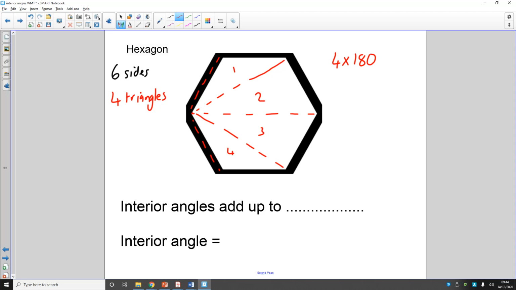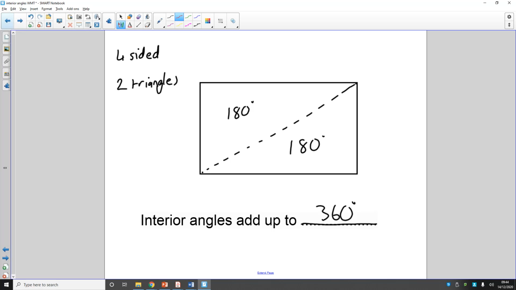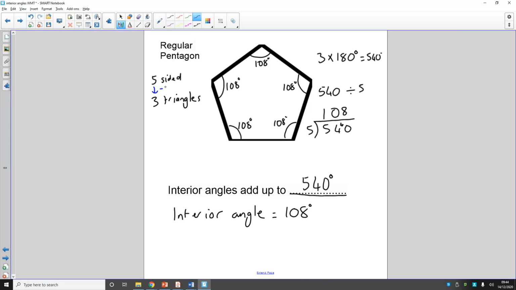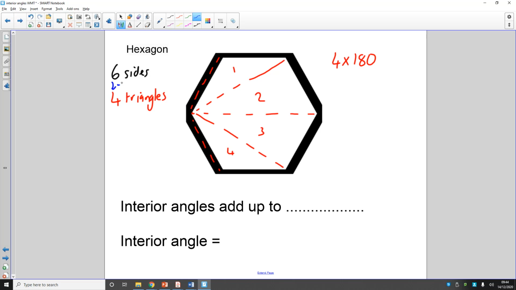Have you spotted yet the pattern that is emerging here? Each time we look back at the regular pentagon, 5 sides, 3 triangles. We look back at the quadrilateral, 4 sides, 2 triangles. Each time the number of triangles is 2 lower than the number of sides. So if we come back to this example here, 6 take away 2 is 4. And that works each time. So 4 times 180 is 720 degrees. So all these angles in this shape will add up to 720 degrees.